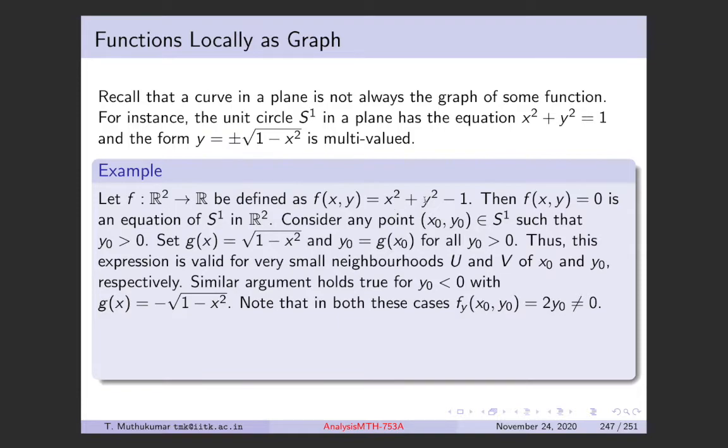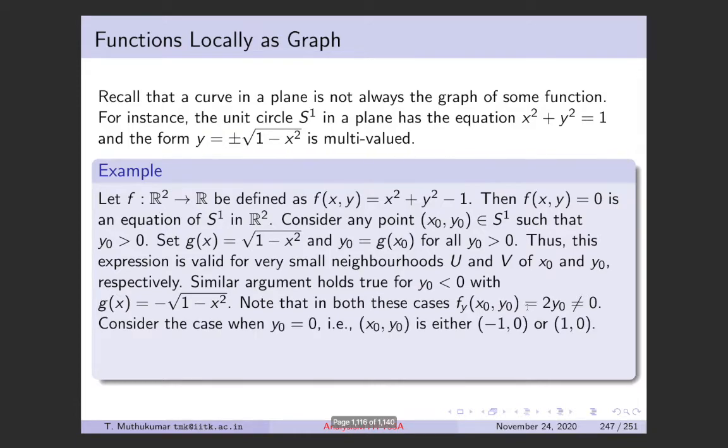This is 0, 2y and 0. So it's just 2y naught, which is non-zero because y naught was either chosen positive or negative. Now what are the points for which this is not satisfied?